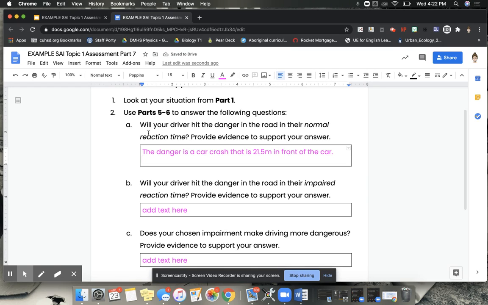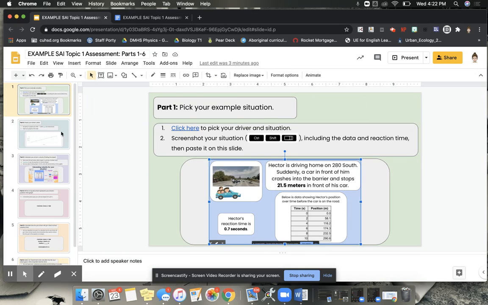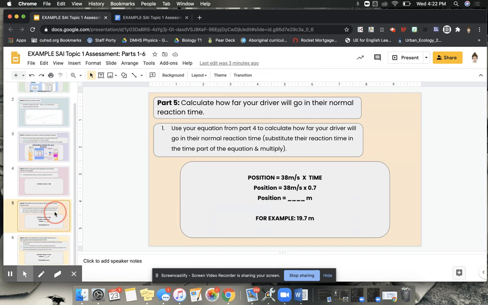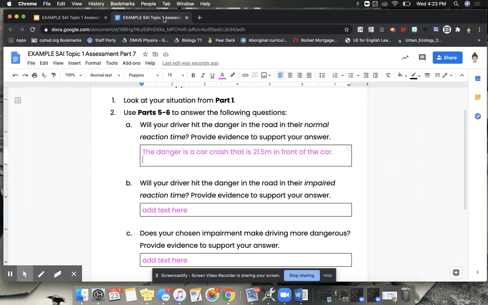I'm going to go check out my part 5 and see how far Hector traveled during his normal reaction time. So you can see here I have my work. I actually made up this number for this example, so this is not the right number. I just made it up for the example here. So for the example, pretend I got my position was 19.7 meters. So this would be how far he traveled during his normal reaction time. So 19.7 meters.